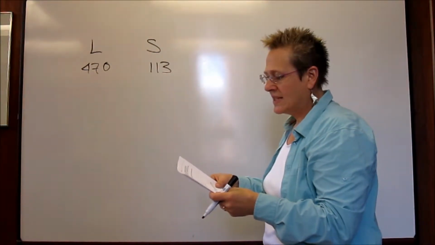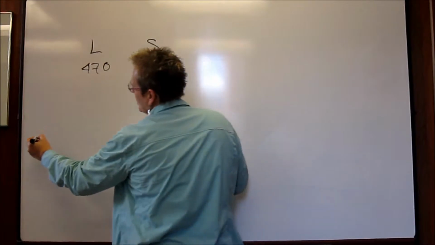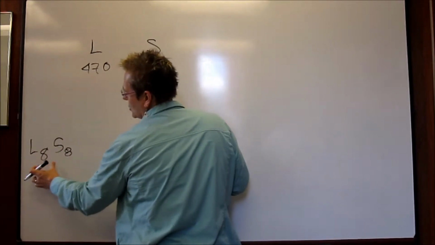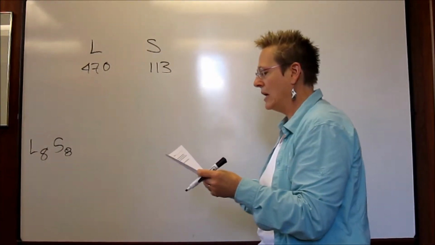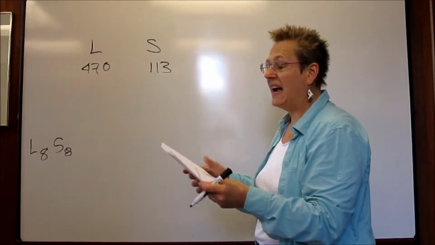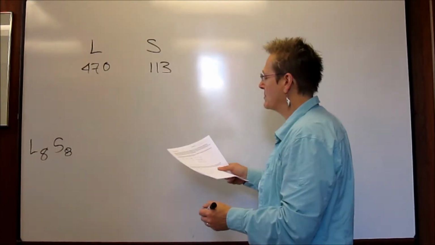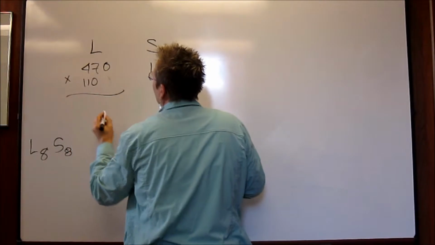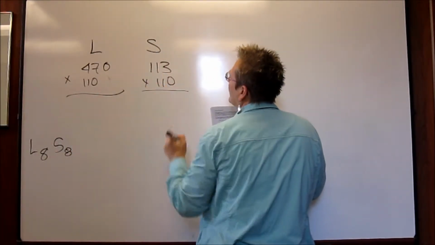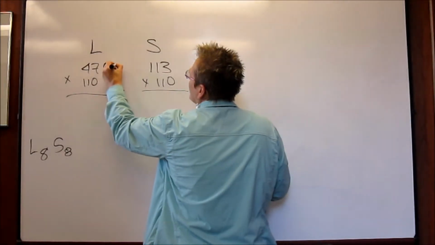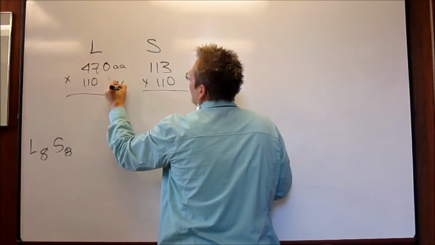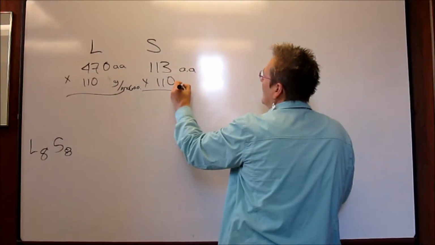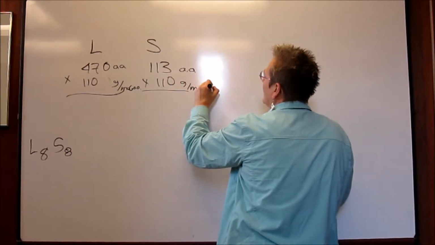So, the first question says, given the oligomeric structure, which means its quaternary structure, is L8S8. There are 8 large subunits and 8 small subunits put together. What's the molecular weight of native Rubisco if the average amino acid in a protein is 110 grams per mole? So basically we have to figure out what the average molecular weight of the two different subunits is by multiplying. This is 470 amino acids, and this is the grams per mole of amino acid in a protein.